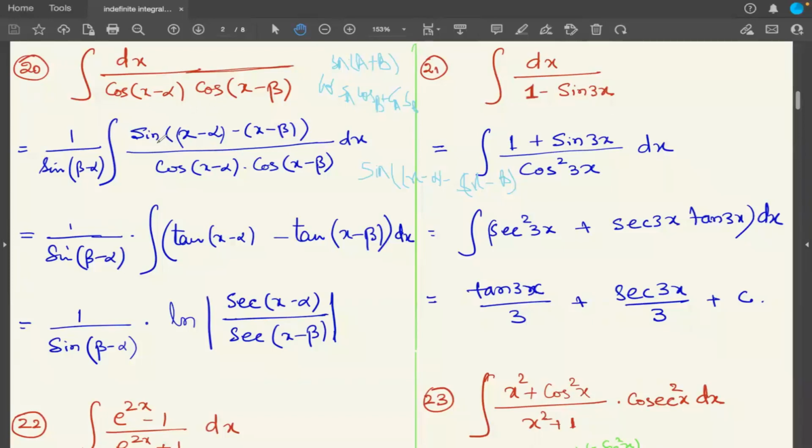So here both functions are the same, which is cos, so we try to subtract it from sine. And when we do that, after writing it as sine of (x minus alpha) minus (x minus beta) form, this is now our sine of a minus b form. And what is sine of a minus b? Let me write here: sine of a minus b is sine a cos b minus cos a sine b. This is a and this is b, and this is of the form of sine of a minus b.